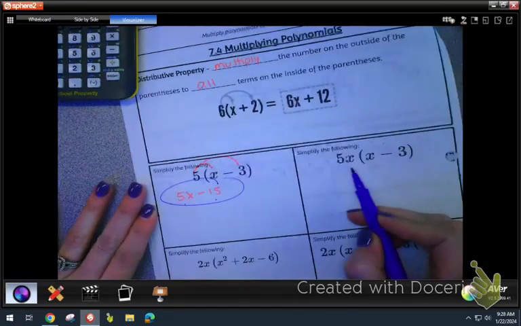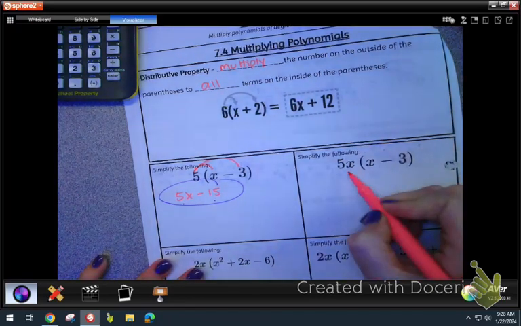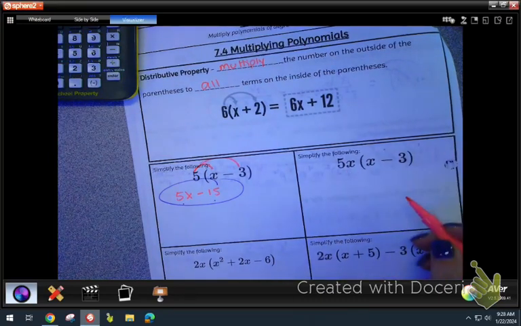But let's talk about what happens if I start to multiply a 5x. This is what's a little different, a little bit new, okay? 5x, I'm still distributing. It's still set up the same. You've got something outside parentheses, something inside parentheses.